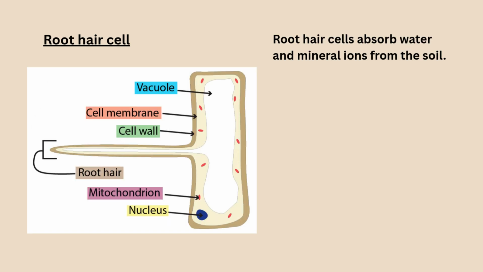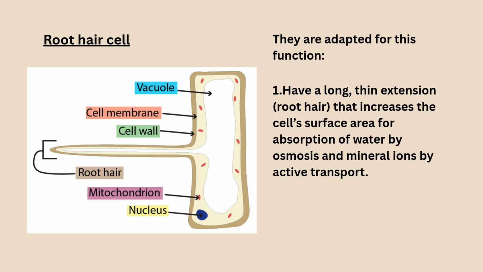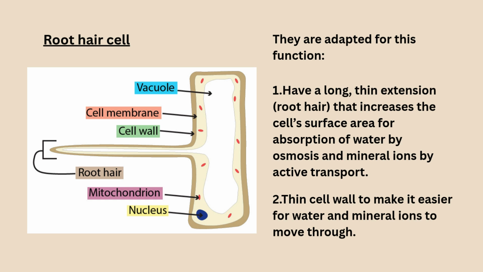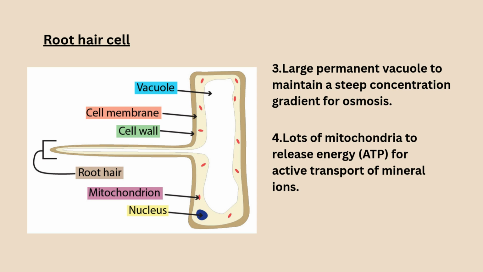The root hair cell will absorb water and mineral ions from the soil. They are adapted for this function. They have a long, thin extension called the root hair that increases the cell surface area for absorption of water by osmosis and mineral ions by active transport. The thin cell walls make it easier for water and mineral ions to move through. They've got a large permanent vacuole to maintain a steep concentration gradient for osmosis, and lots of mitochondria to release energy for active transport of mineral ions.